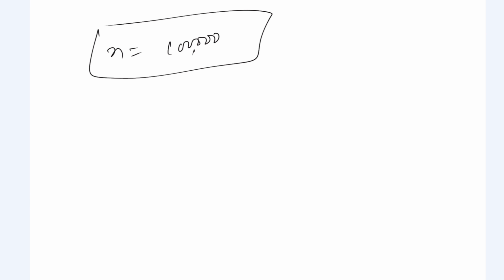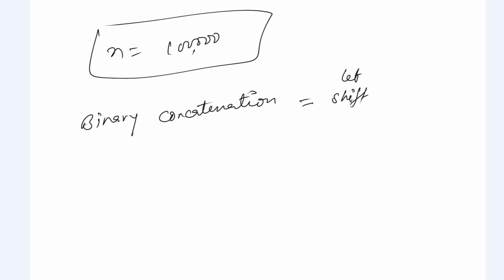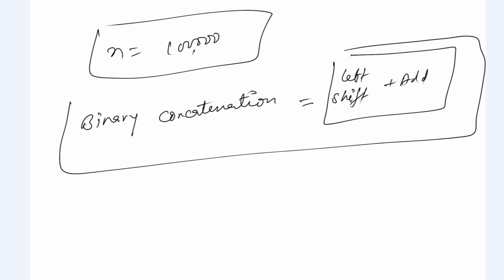So can we say that binary concatenation is nothing but a shift? Which shift? We can say left shift plus add. Binary concatenation is nothing but the left shift plus add.